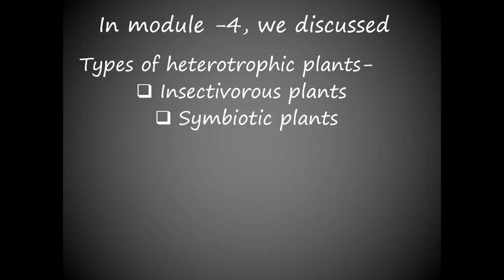First, let's recall the content previously taught in Module 4. There, we discussed types of heterotrophic plants. Those were insectivorous plants, in which we studied the pitcher plant, sundew, and Venus flytrap. Then we discussed symbiotic plants and their examples like lichens, mycorrhizal association, and association between Rhizobium and leguminous plants.